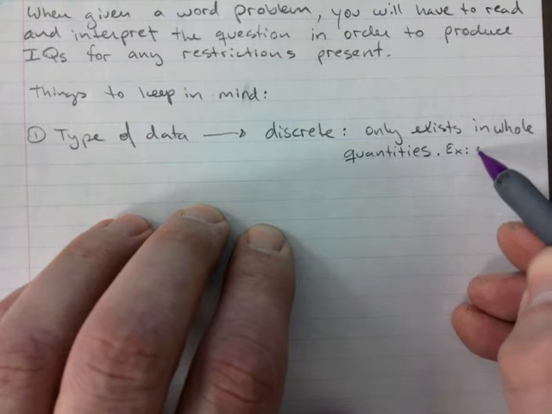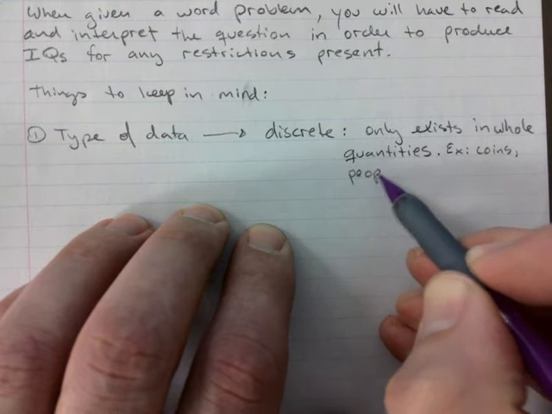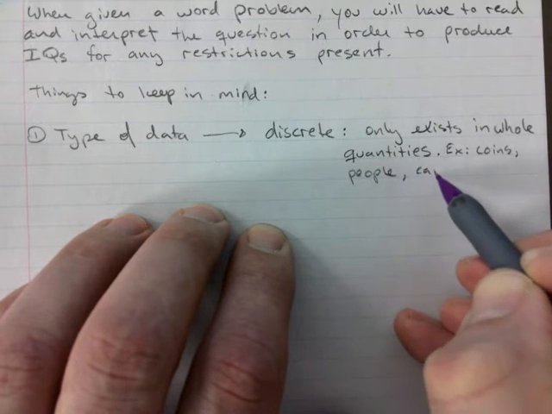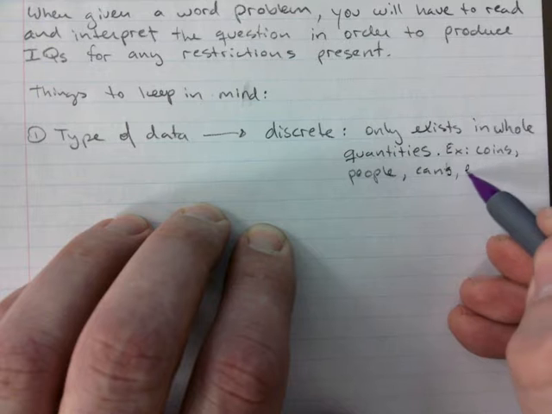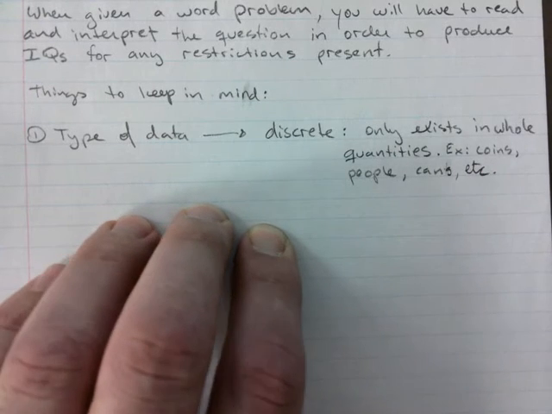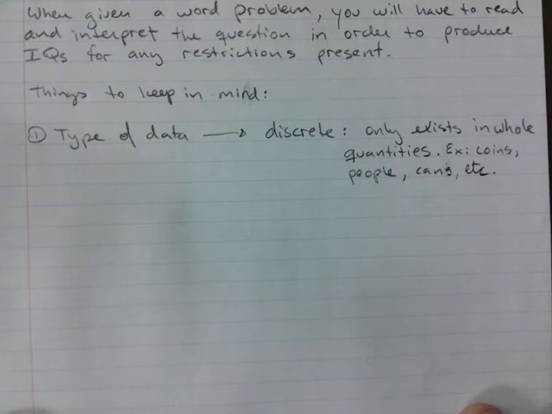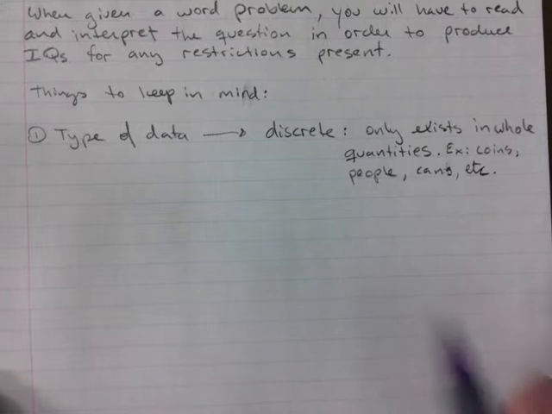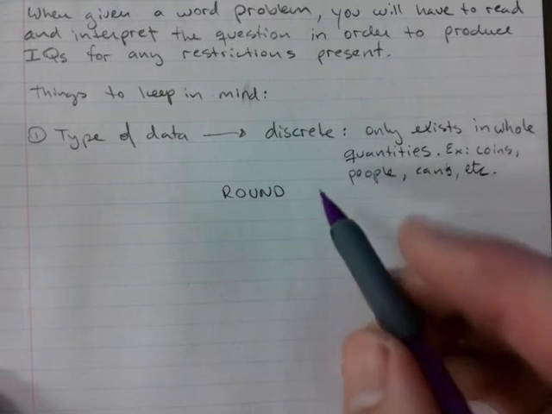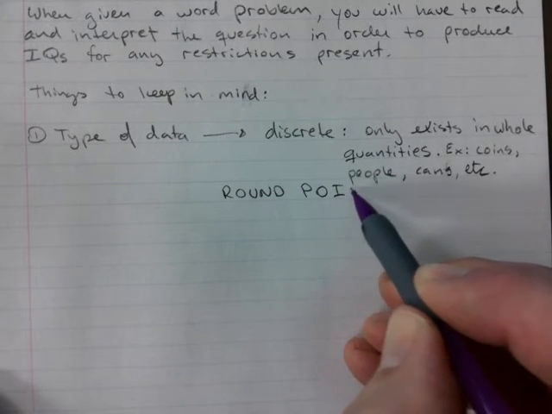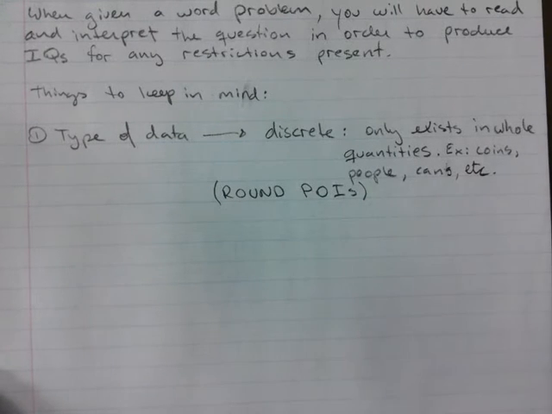Example, right? Coins, people, cans, etc. So certain items, you cannot have part of it, right? You can't go to Rona and buy 0.67 of a can, right? So we need to round, right? So what this means is that you'll have to round POIs, right? You'll have to round POI.